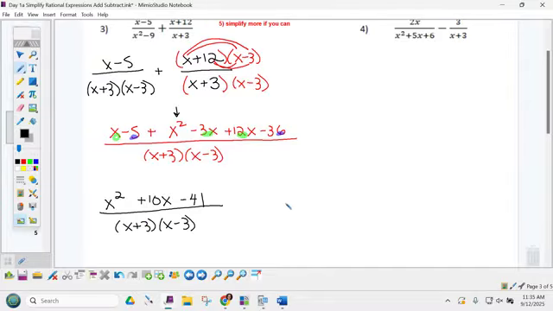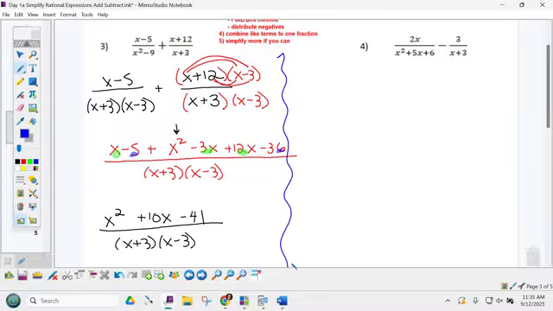So let's check. Can we simplify any more? Does the numerator factor? What multiplies to negative 41 that adds to 10? Nothing. So nothing else factors, nothing else will simplify. We are finished, number 3.